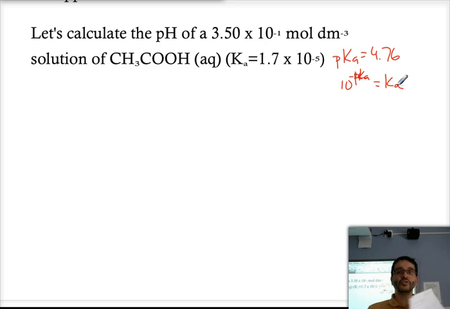And so you can actually solve that using the values that are given to you on table 15 in the IB data booklet. All right. So let's set up this as an equilibrium problem. The first thing that we're going to do, again, is we're going to write our equation. We're going to put our initial, change, and equilibrium.